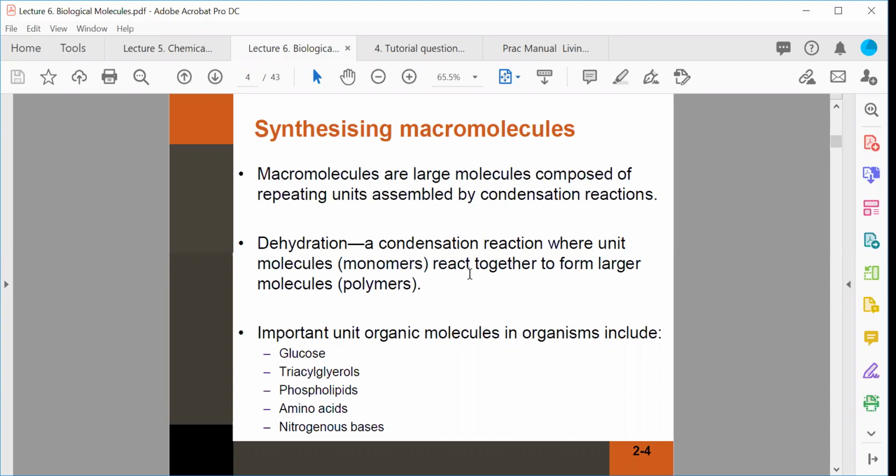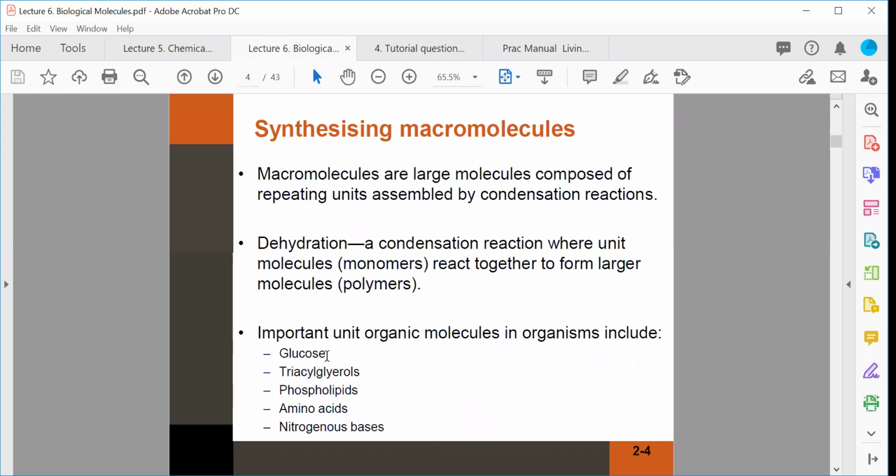So these unit molecules or monomers react together to form larger molecules, which we refer to as polymers. All right, here are some examples of these unit organic molecules that are really, really common and super abundant in organisms, regardless of whether you're studying plants or animals. The same thing applies. All right, glucose, triacylglycerols, phospholipids, amino acids, and nitrogenous bases.